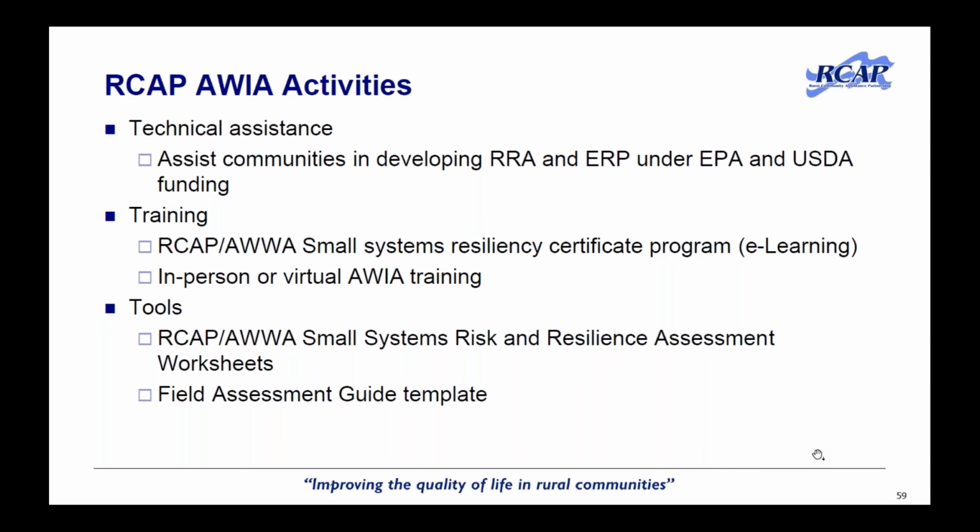EPA, obviously, Lauren's told us about that one, and that's a good one as well. The RCAP AWWA Small Systems Risk and Resilience Assessment worksheets are just another tool that can be used. They meet all of the requirements just as well as the EPA guidance document does to meet the requirements for RRA under AWIA. So I just wanted to briefly talk about those two things, and I'm almost done.